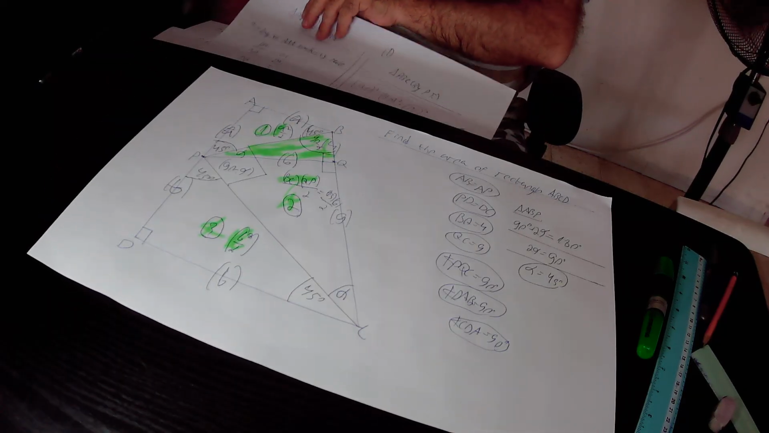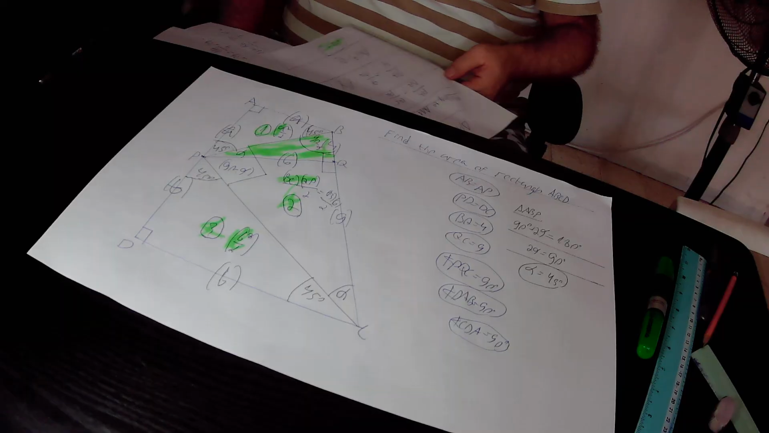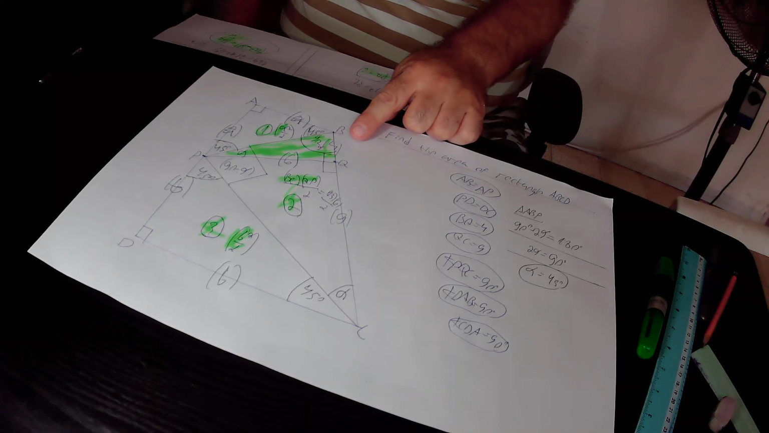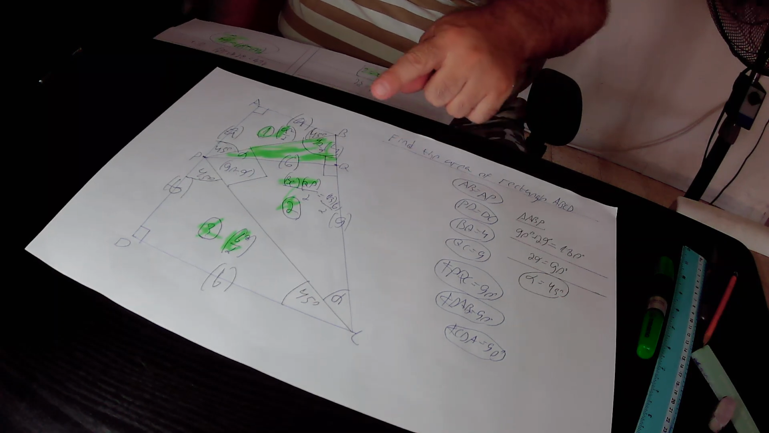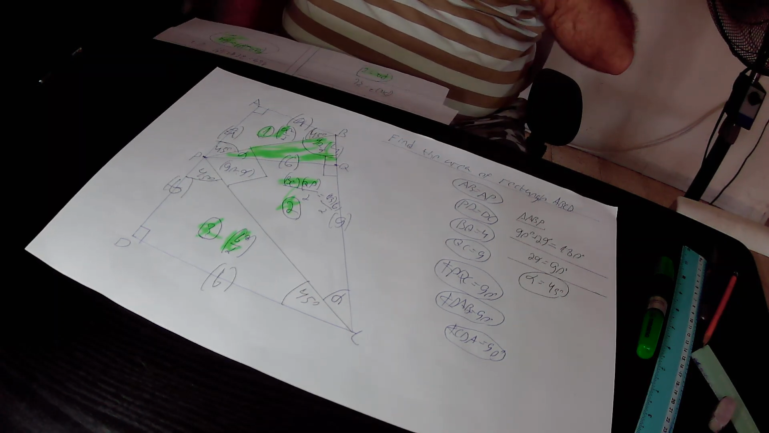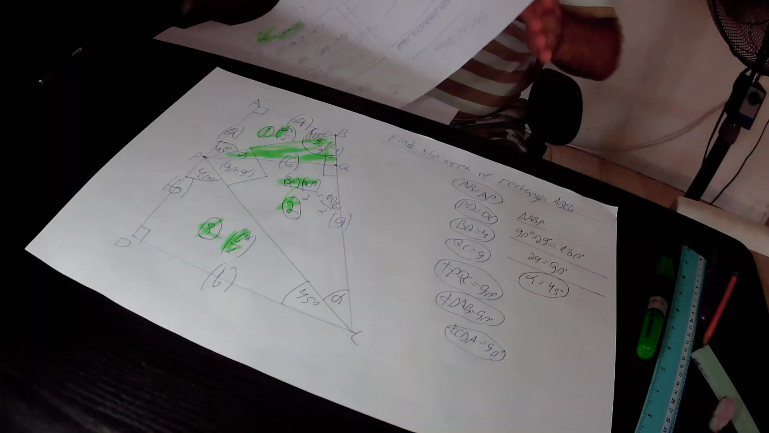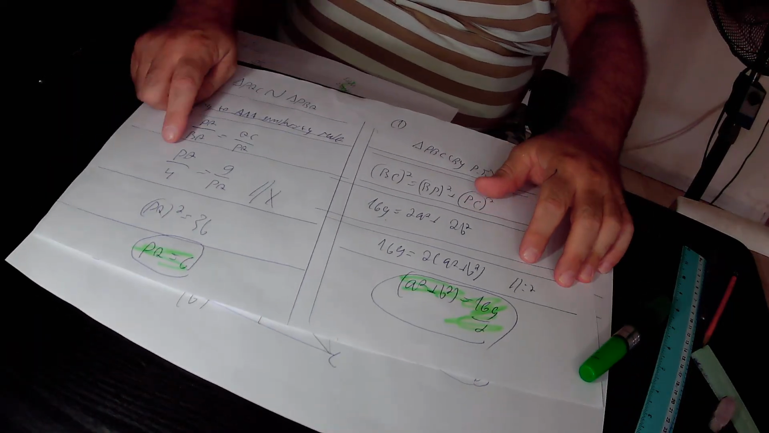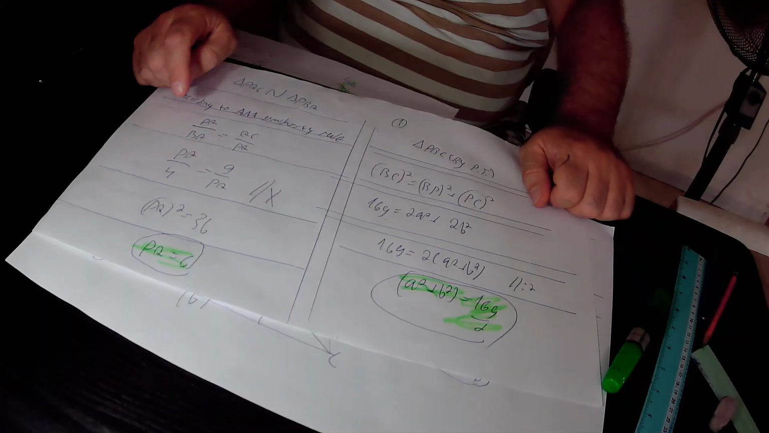PQ is the missing side, so we leave it as it is over 4. BQ is 4, and it equals QC, which is 9, over PQ. PQ is the missing side, so we leave it as it is. So in total, we found out that PQ over 4 equals 9 over PQ.